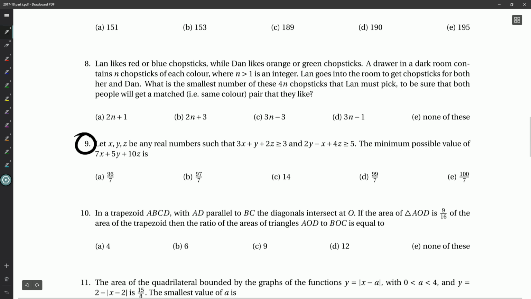Let x, y, and z be any real numbers that satisfy a pair of inequalities: 3x plus y plus 2z is greater than or equal to 3, and 2y minus x plus 4z is greater than or equal to 5. We want to know the minimum possible value of 7x plus 5y plus 10z. To find a minimum possible value, we can say there is some m that this is greater than or equal to.